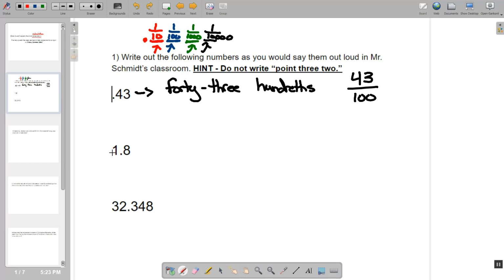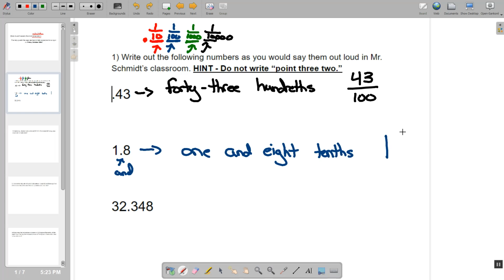The next problem has a whole number in front, and so this time the decimal point is just going to be said with the word "and." It's kind of like a mixed number. So this one would be 1 whole, or just 1, and our decimal is in the first place after the decimal point, which is the tenths place. So this would be 1 and 8 tenths. If we wanted to write it as a mixed number, we could write it as 1 and 8 tenths, just like this.